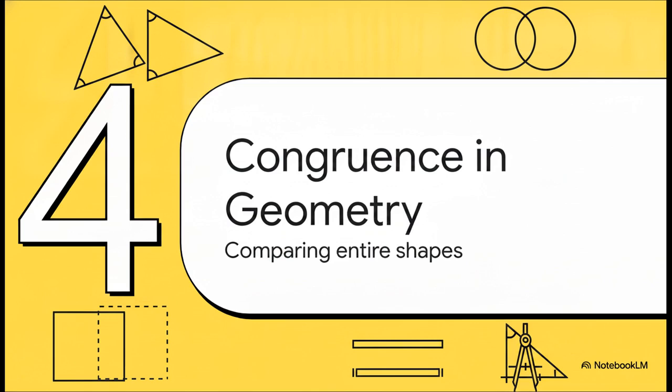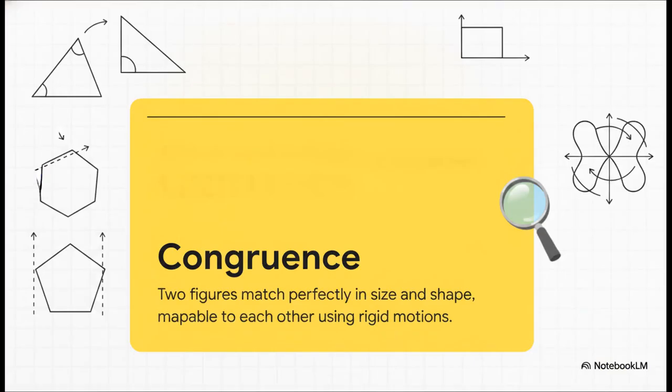And that brings us to Section 4. Congruence in geometry, where we shift our focus to comparing entire shapes. When we say two shapes are congruent in formal geometry, we don't just mean they kind of look the same. Congruence has a highly specific definition. Two figures match perfectly in size and shape because one can be mapped exactly onto the other using rigid motions.